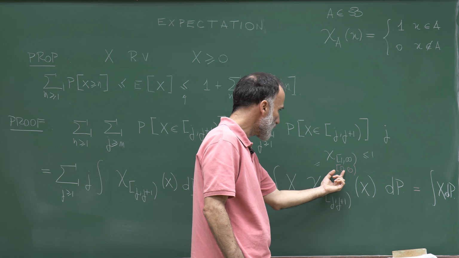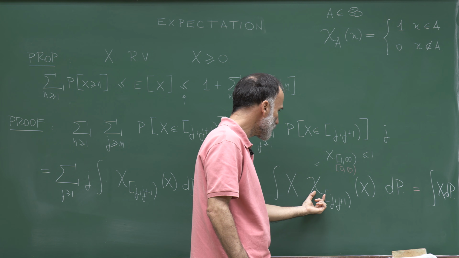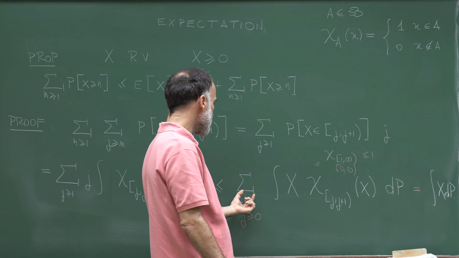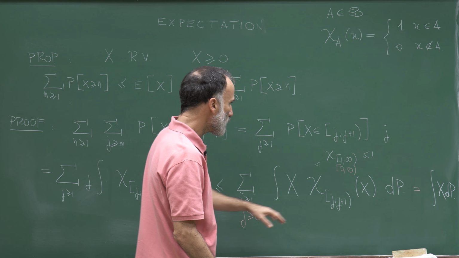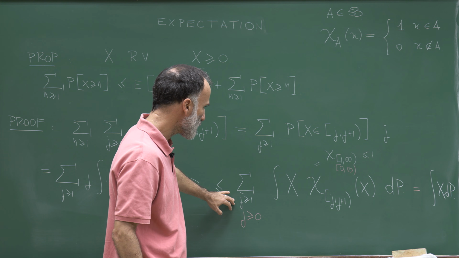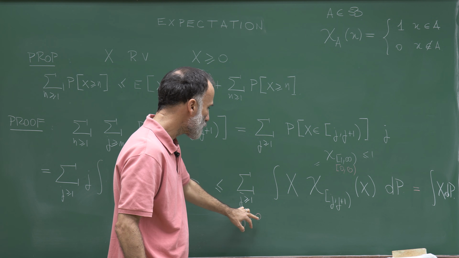Therefore, writing this indicator as the indicator of this union, the indicator of the union is equal to the sum of the indicators, and now I can place the sum outside of the integral because everything is non-negative. So up to now we have a sequence of identities. So we arrived at this point as before, but now we have a sum for j larger or equal than 0.